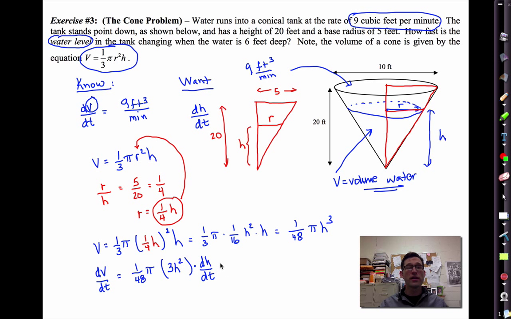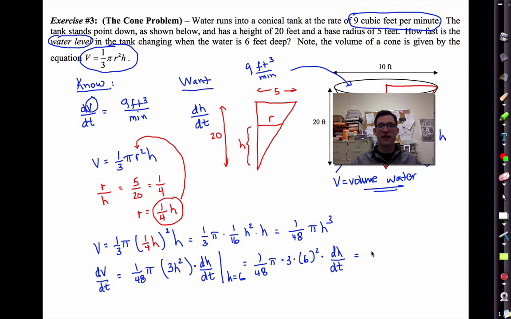And now it's all about just filling in values. So when h is 6 feet deep, that's what they told me, I'll have 1 divided by 48 pi times 3 times 6 squared times dh/dt. That's actually what I'm looking for, and all of that will be equal to 9. So look at this. You probably can't even tell that's an h. Let's make it look like an h. There we go. The only thing left in this equation to solve for is what I'm looking for.